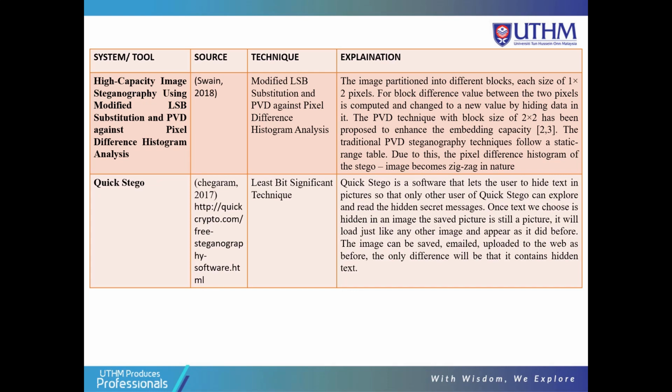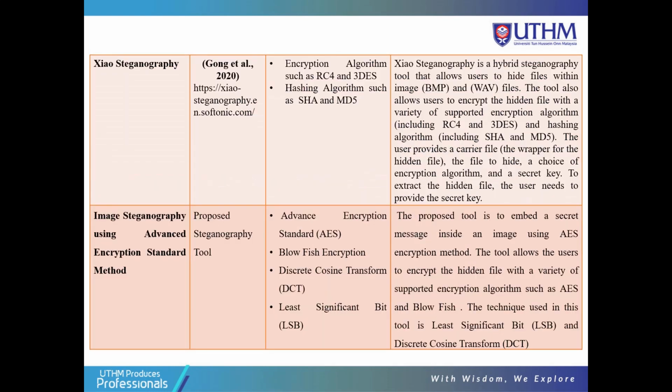Once the text we choose is hidden in an image, the saved picture is still a picture. It will load just like any other image and appear as it did before. The image can be saved, emailed, or uploaded to a website as before. The only difference will be that it contains hidden text.